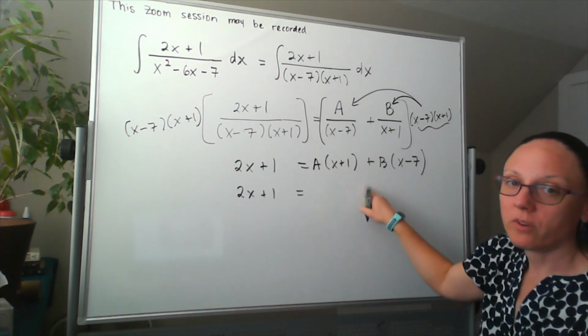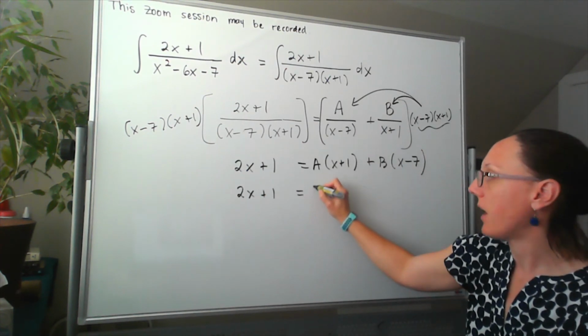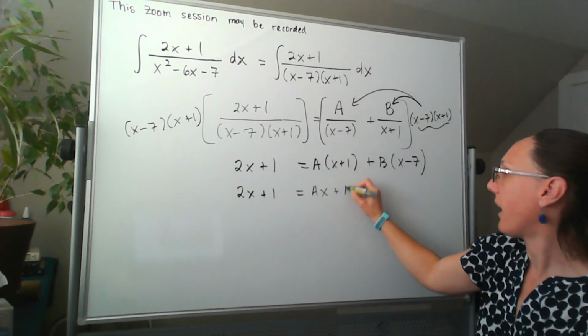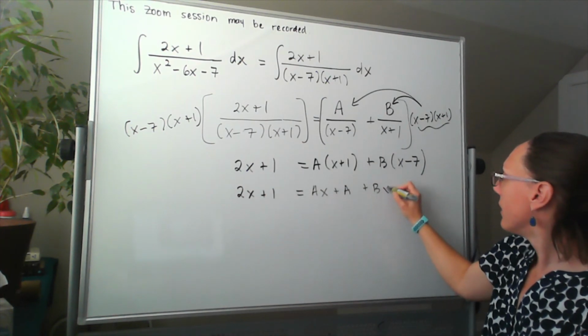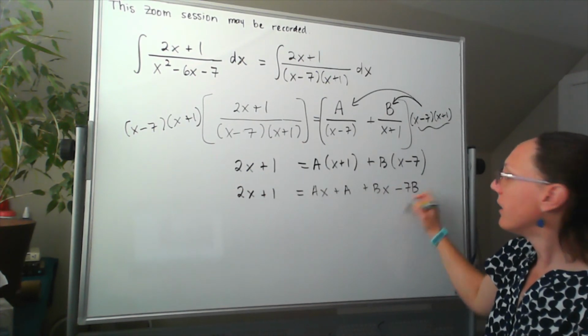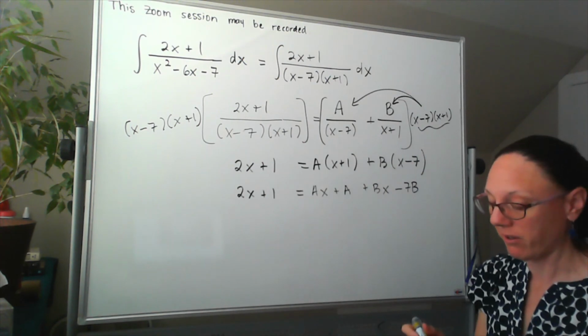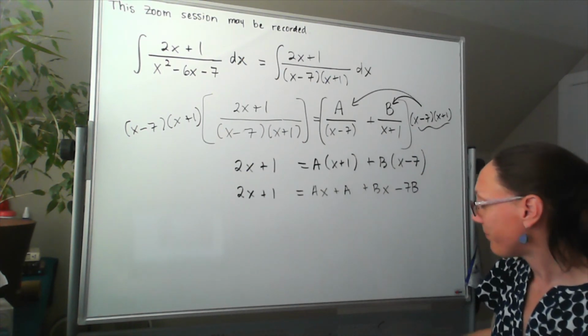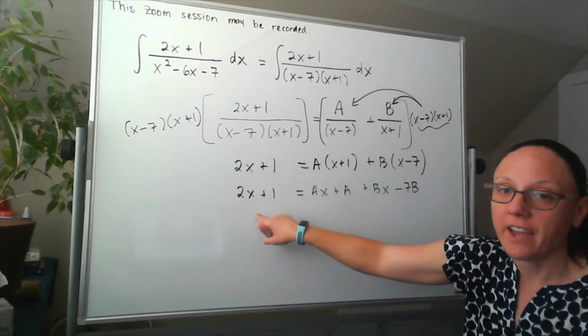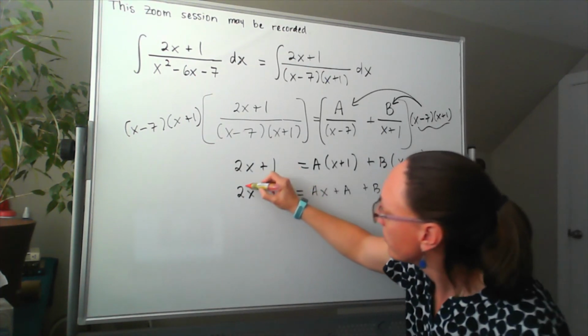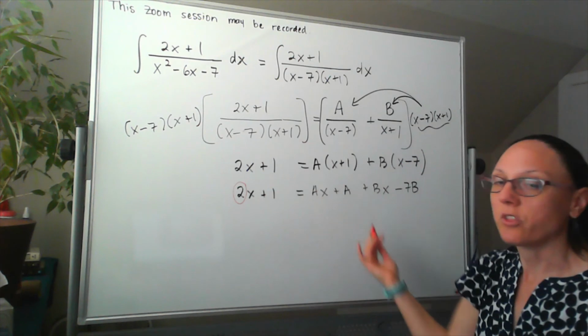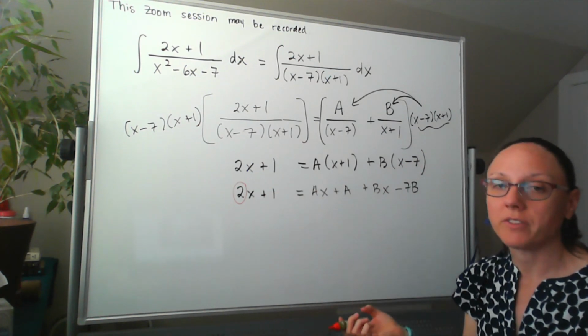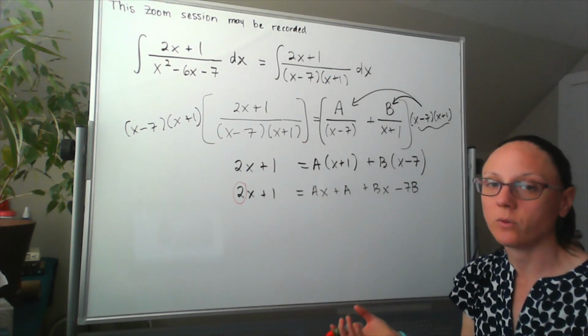If I distribute the a and I distribute the b, I would end up with ax plus a plus bx minus 7b. When we say matching coefficients, we mean on the left-hand side, we know the coefficient of x is 2. So on the right-hand side, the coefficient of all of the x terms must also equal 2.